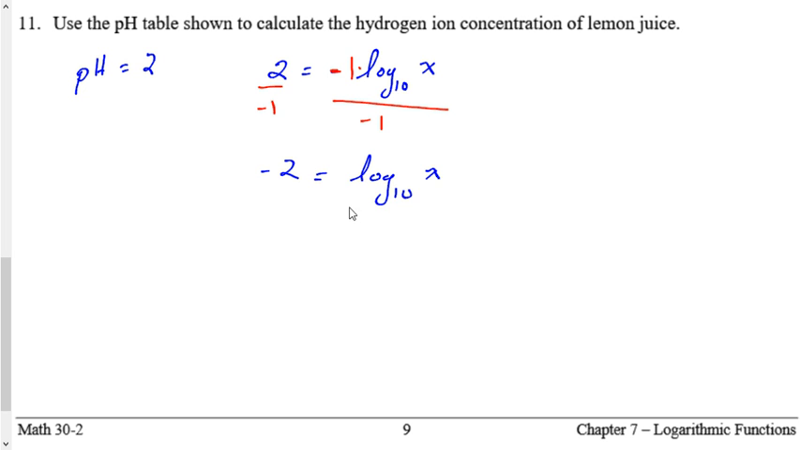Well, now in order to figure out what this x is, probably the easiest thing for us to do would be to rewrite this in exponential form. So my base is a 10. A logarithm is an exponent, so the exponent is a negative 2. And this equals the power, which was an x. So I'm getting a hydrogen ion concentration of, let me just put this in decimal form, 0.01. And again, that would be moles per liter.